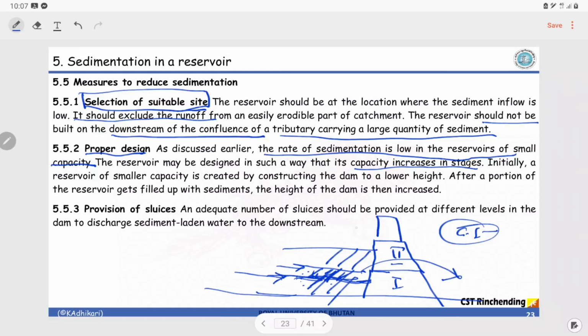The time taken in this process to fill up the reservoir is going to be way more than if you had constructed it in one go. If you construct a dam in one stretch, a big reservoir, simply because the capacity inflow ratio is going to be high for the larger reservoir, it is going to get filled quickly.